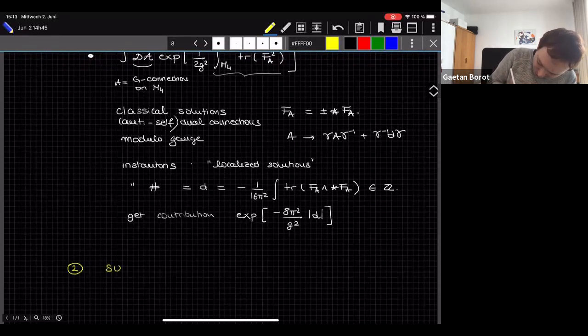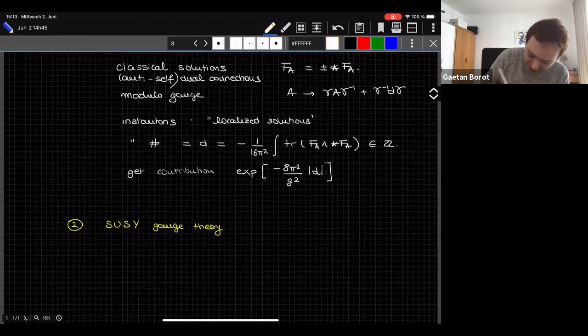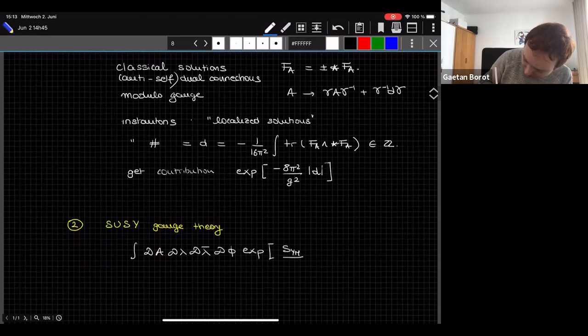So what happens when you want to consider supersymmetric gauge theory is that you not only have the gauge field, but you also have some fermions, some other fields. So lambda will be fermions, phi will be some other scalar field. And then you would have the Yang-Mills action, plus also coupling between the connection, the fermions, and the scalar field.